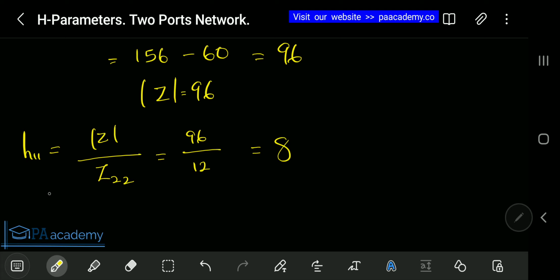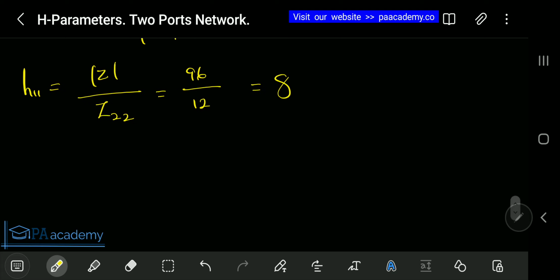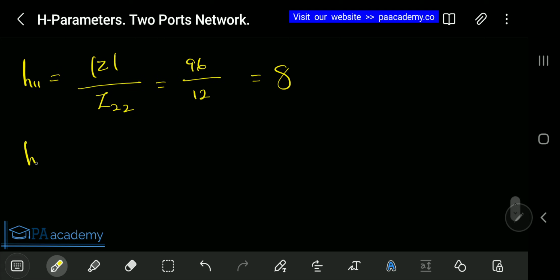Exactly. And don't forget, if you are looking for the h parameters, that's the hybrid parameter, the unit is in ohms. For this now, the unit will be in ohms. So that will be 8. So now let's look for the h12. So for the h12, that was z12 over, yeah, it will be in ohms.